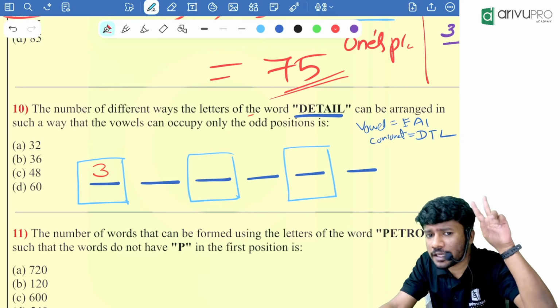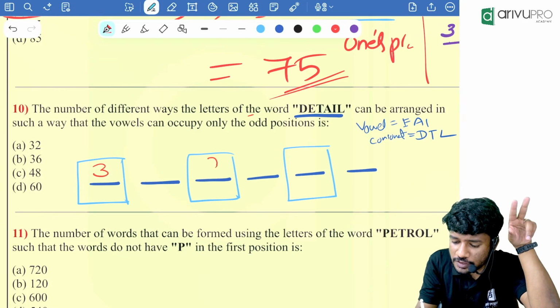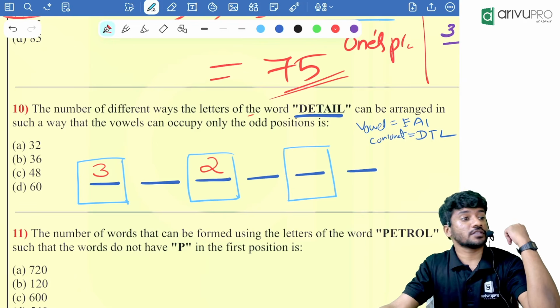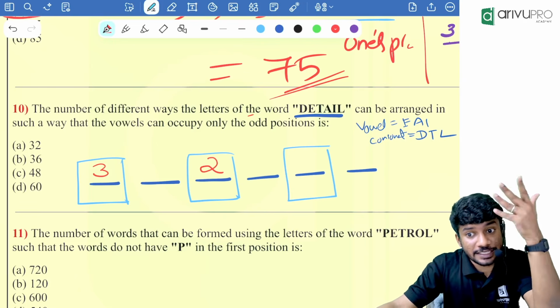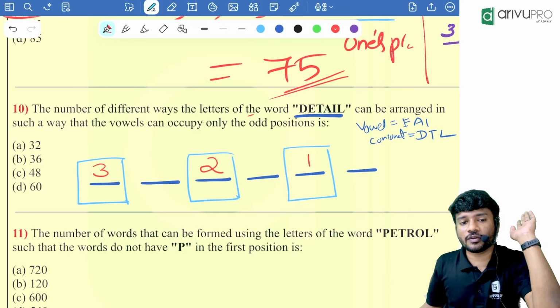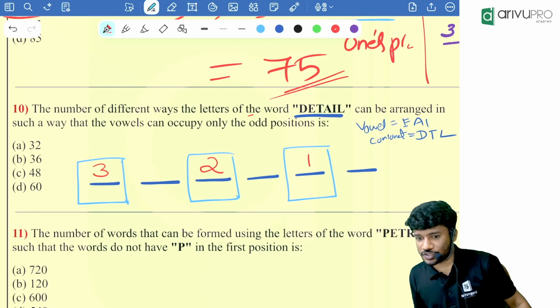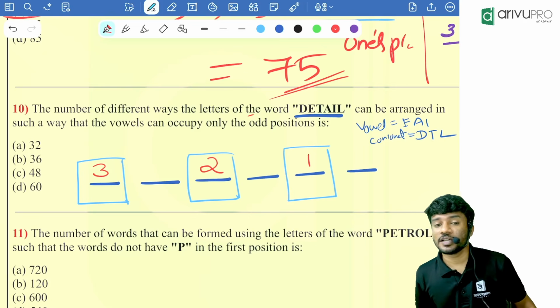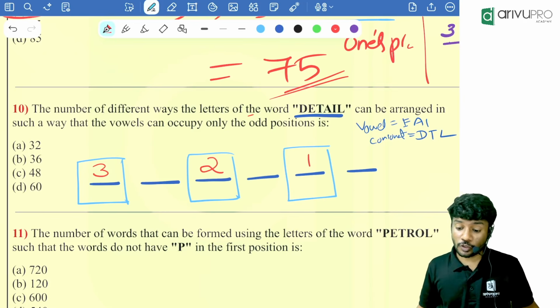How many are remaining? 2. So how many can sit in the third place? 2 can sit. Now, 2 people already sat. How many are remaining? 1 is remaining. So they can sit over where? At the final position, the fifth position. Now people, we will write 3 into 2 into 1 as our answer.